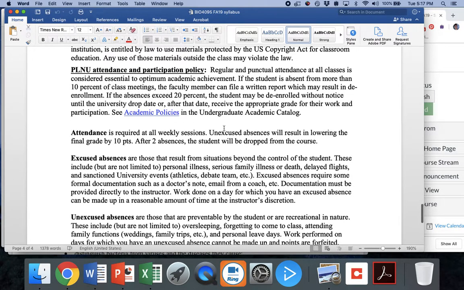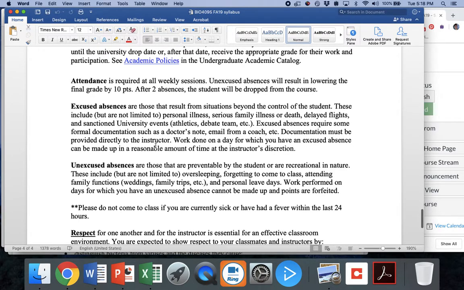Attendance and participation, this is what we were talking about. Required at all weekly sessions, unexcused absences result in lowering the final grade by 10 points. It's 10 out of 300. But if you miss twice, I have to drop you from the course. So what's an unexcused versus an excused absence? We can talk about it, but unexcused is those that are preventable by you, right? You can't go on vacation in the middle of the semester. You can't sleep in, which would be lousy since we meet at like 2 in the afternoon.